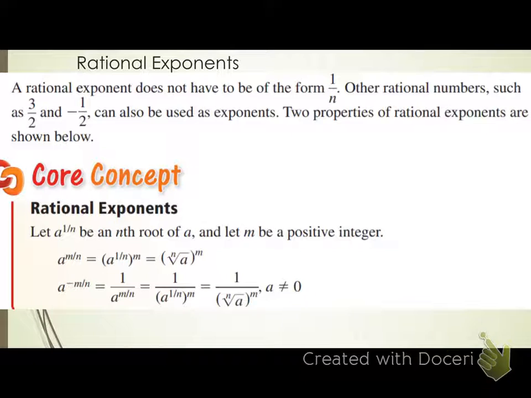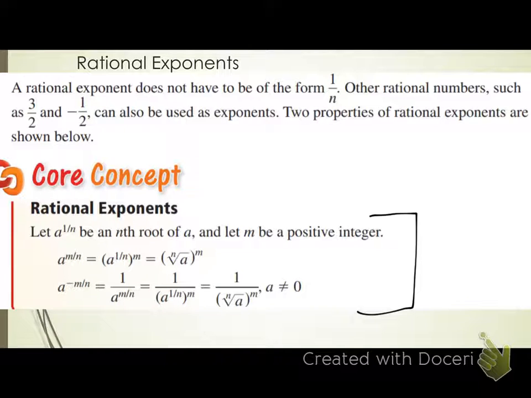Okay, let's move on. Let's talk about rational exponents. A rational exponent does not have to be of the form 1 over n. Other rational numbers, such as 3 over 2 and negative 1 over 2, can also be used as exponents. Two properties of rational exponents are shown below. I would probably have these properties written down in your notes.